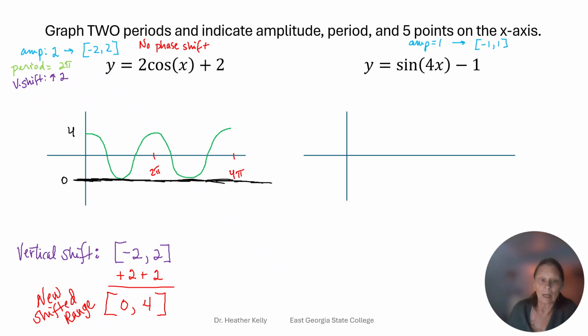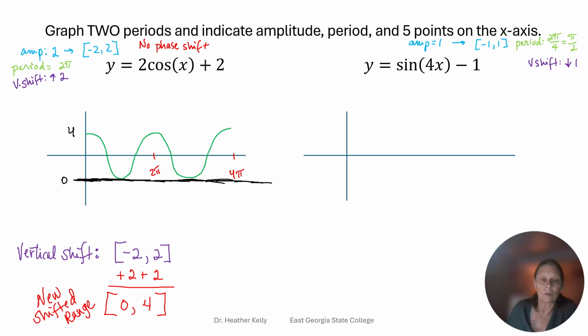Notice I don't have any phase shifts going on here. Those are a little bit harder to graph, and I'm not going to get into that too much. Our period, because we're dealing with sine, is 2 pi divided by 4, which makes it pi over 2. We have a vertical shift of down 1.